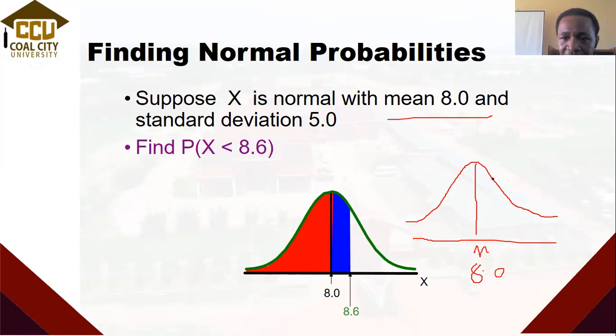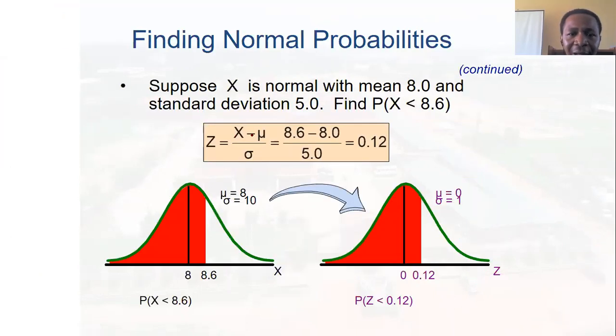On a normal curve, if this is 8.0, then 8.6 should fall somewhere closer around here, as you can see. So you apply the normal formula: x, which is 8.6, minus the mean, which is 8.0, divided by 5.0. You get a value of 0.12.